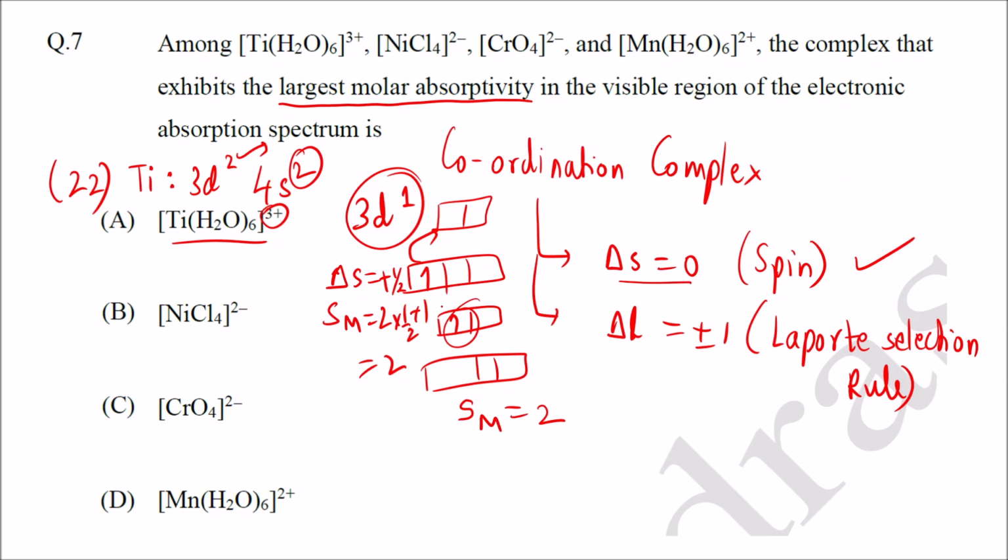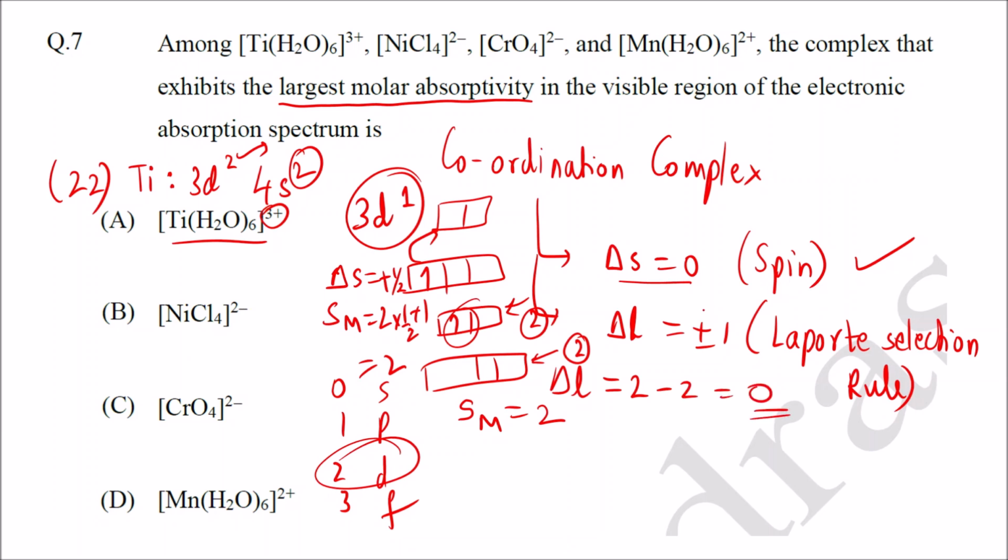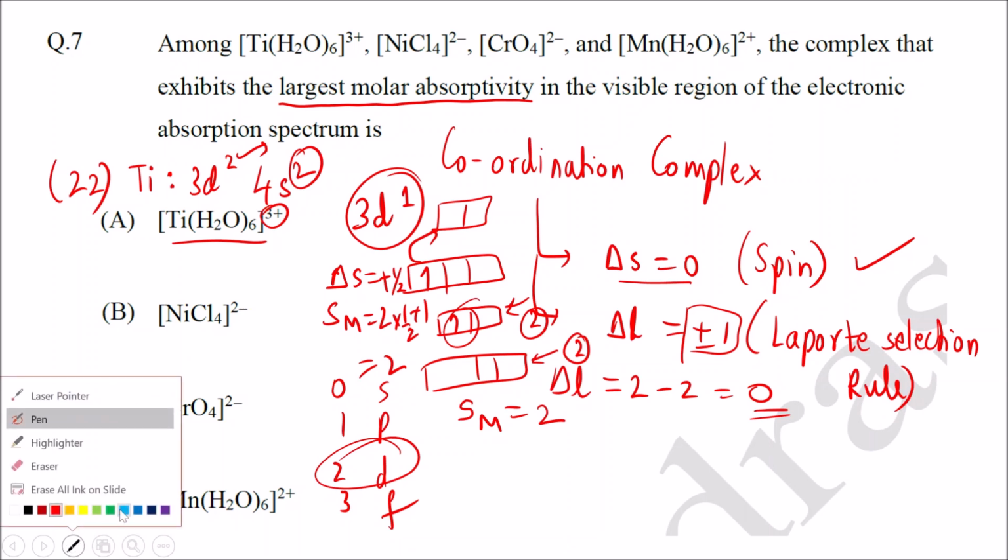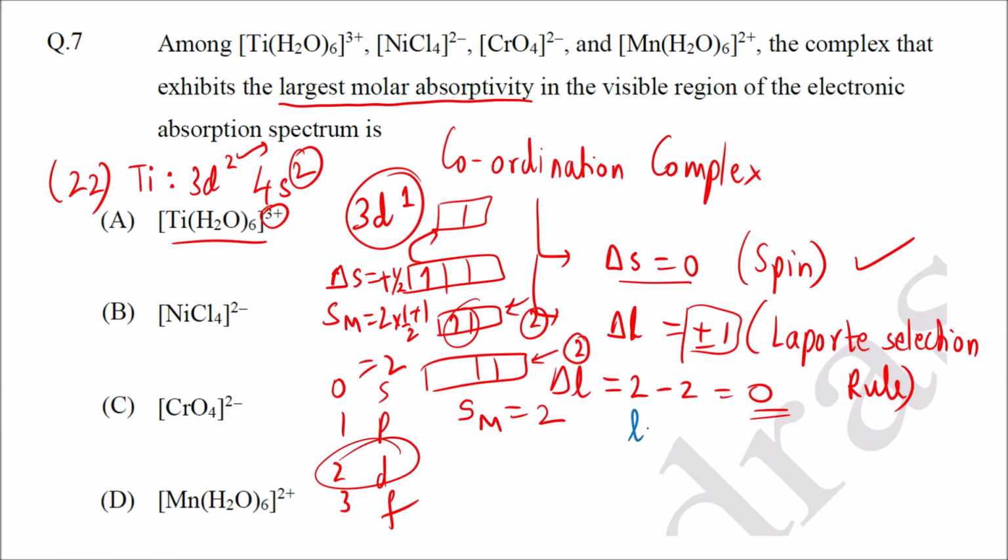This rule is followed, but in a d-d transition you have to remember that it is d to d. Okay, so d to d means, 0, 1, 2, 3, s, p, d, f. For d, the L value is 2. So t2g will also have L value of 2. eg will also have L value of 2. Delta L will be 0. Okay, but the rule says it should be plus or minus 1. So always remember d-d transitions are Laporte forbidden.